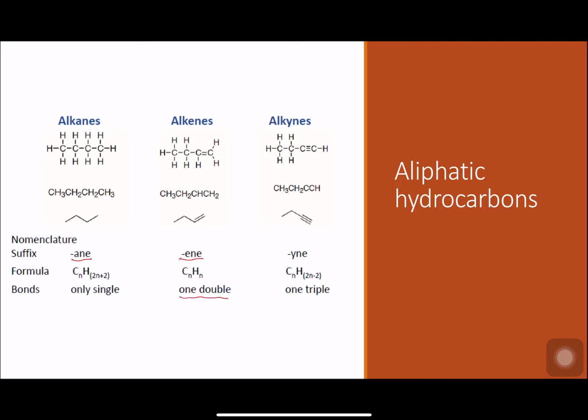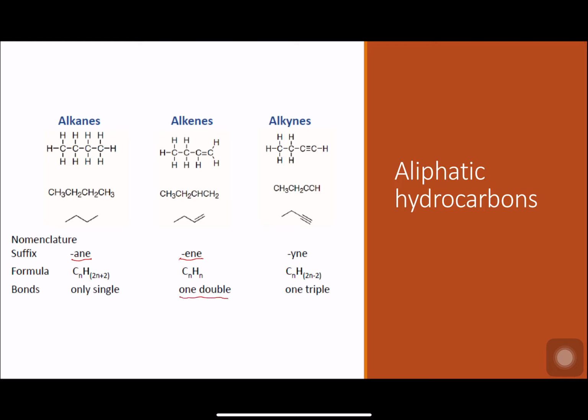And then we have the third one, which is the alkynes. It's called "yne", Y-N-E. So "yne" is alkyne, and this means there is one triple bond. This is for the category of alkynes. So alkanes are all single bonds, there is no double bond. Alkenes, there is a double bond, and alkynes, there is a triple bond.